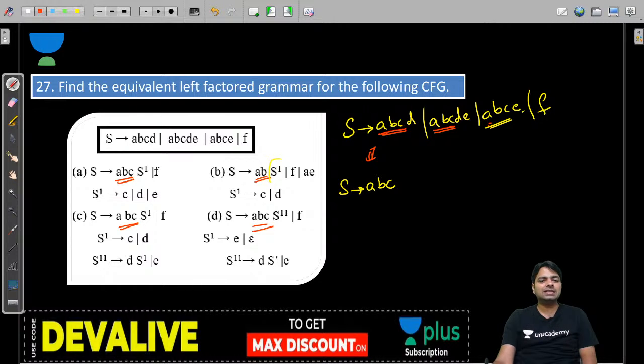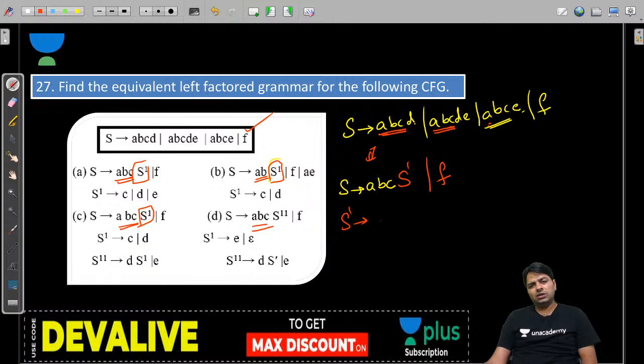Okay, they are choosing S dash. So I will also choose S dash so that I can follow the answer correctly. So I'm just writing S dash. What is the S dash job going to do? And for the remaining, guys, don't change this F. F should be there because F has no common prefix with anybody.